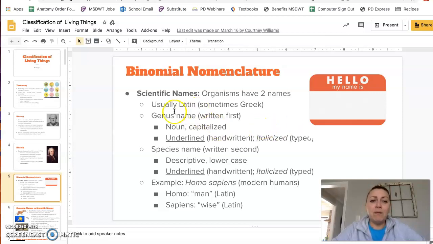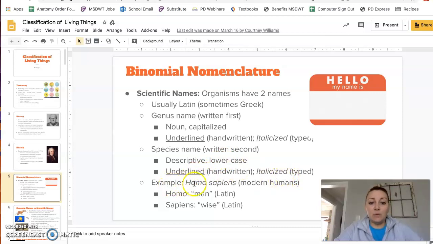So anyway, the genus and then the species. That's the way that we write out these names. When we say humans are Homo sapiens, the genus is Homo, and then the species name is sapiens. When looking on here, you see that the genus is a noun. We're going to capitalize it. If you write it by hand, you're going to underline it, and if you type it, it's going to be italicized. For the species name, it is going to be some sort of descriptive word, and it'll be lowercase. Again, underlined if you write it by hand, italicized if you are typing it.